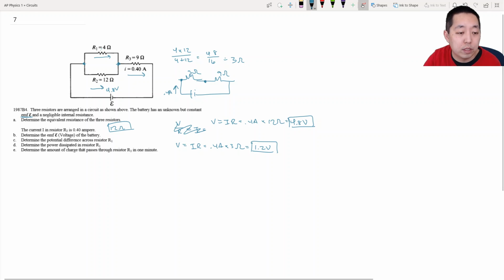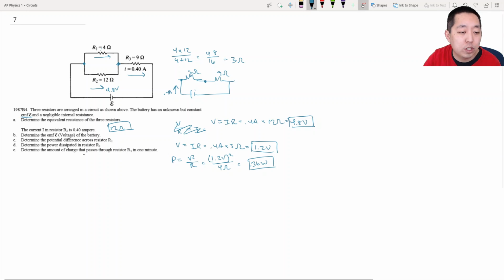Determine the power dissipated in resistor R1. Now that I know the voltage across the resistor, I can calculate its power. Power is equal to V squared over R in this case, because I know the voltage and I know the resistance. The voltage is 1.2 volts squared over 4 ohms. So that's 1.44 divided by 4, which is 0.36 watts.